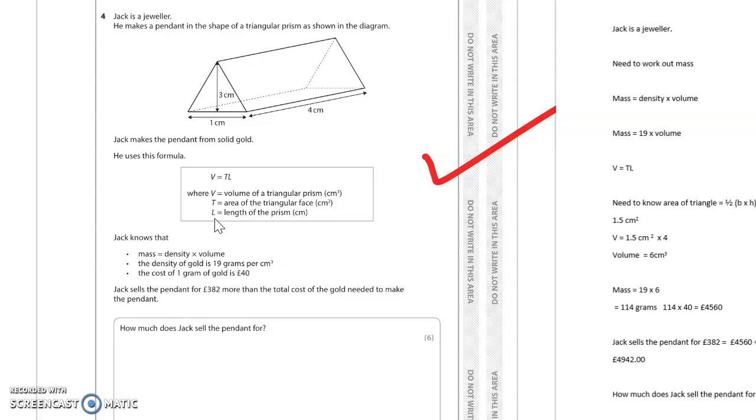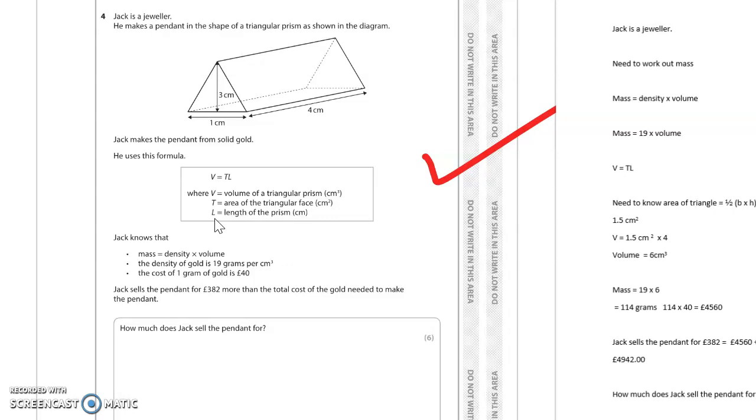He uses this formula. So again, it's a formula substitution question, being careful about BIDMAS as well. Don't have to be too careful here because it's not complicated, but it says TL. So when it's TL, we know that's T times L. So it's given the formula there. Jack knows that mass equals density times volume. The density of gold is 19 grams per centimetre cubed. The cost of 1 gram of gold is £40.